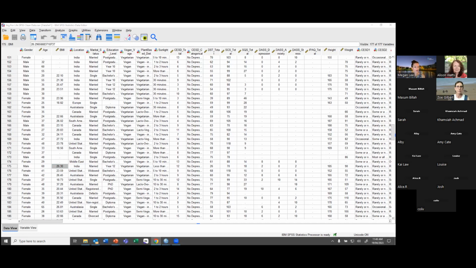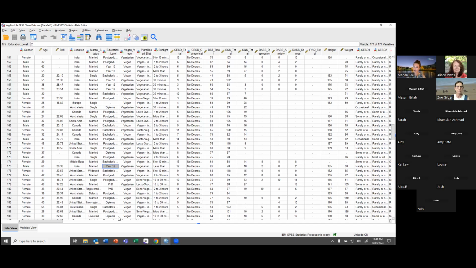Overweight but not obese. So they're a little bit overweight. They're from India. They're married. They have had up to a year 12 education level. That's interesting in itself because usually that is quite common. Anyone who hasn't had more education usually has lower diet quality.